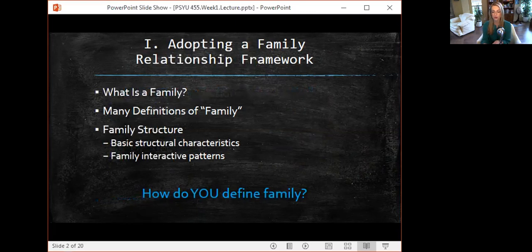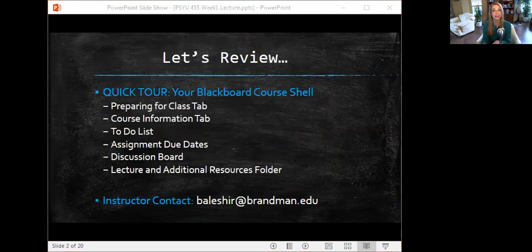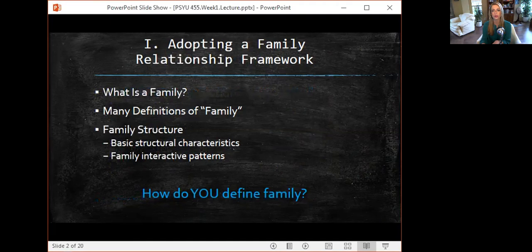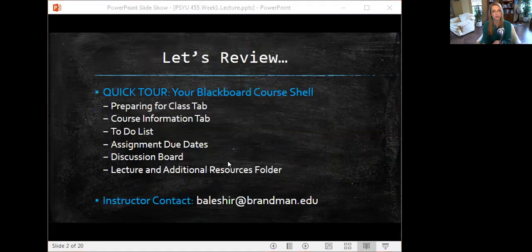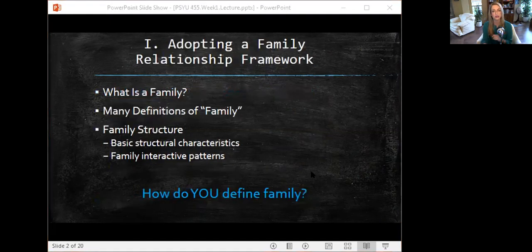So I think what we really want to ask here is how you define family, and how it is that your definition of family might change in consideration of some of the factors that we're discussing.